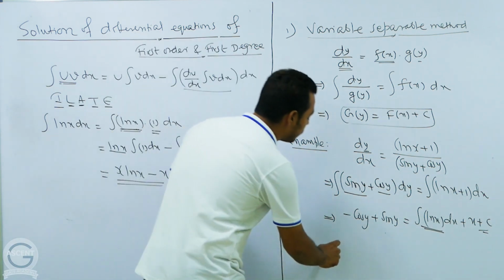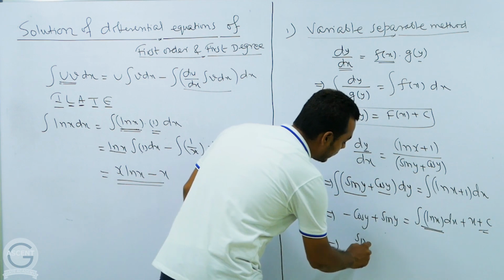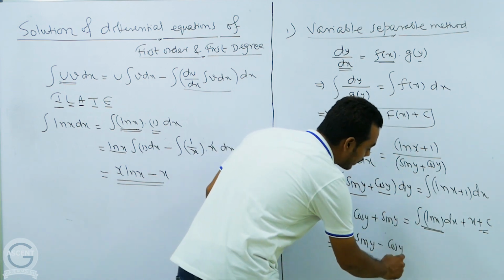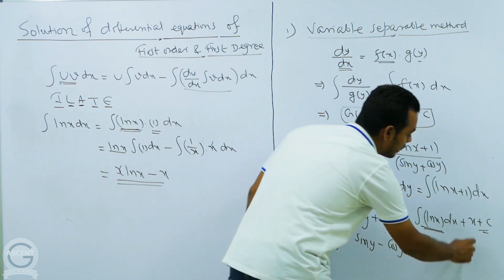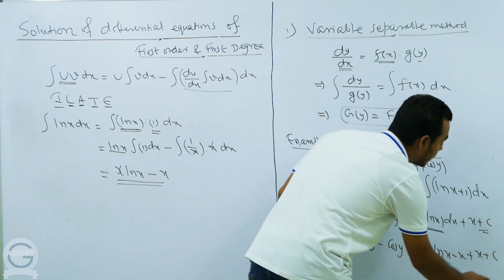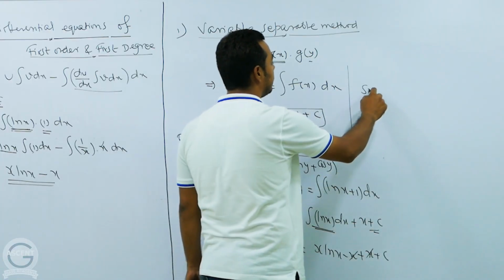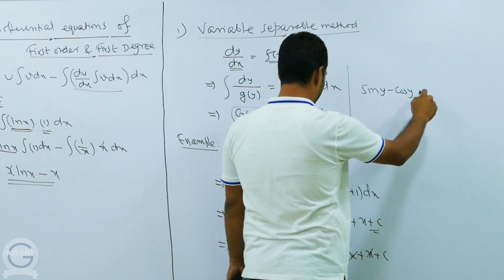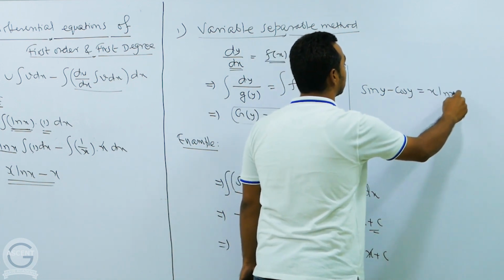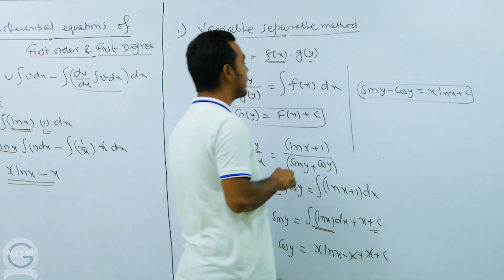So finally your solution will be: your left-hand side is sin y minus cos y. The integration of log x is x log x minus x, plus this integration constant c. These two x terms will cancel, and your final solution will be sin y minus cos y equals x log x plus c. So this will be the solution of the given differential equation.